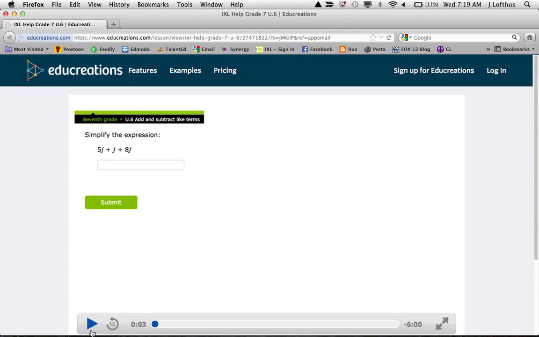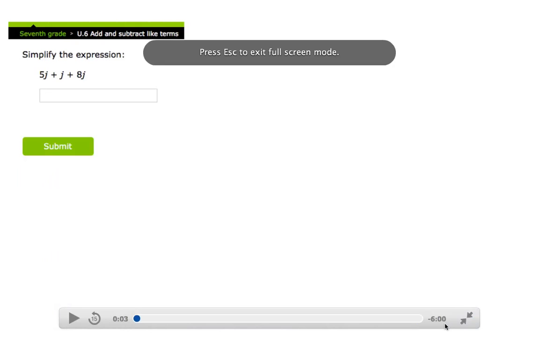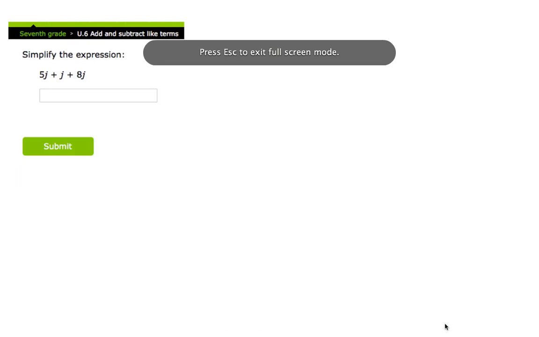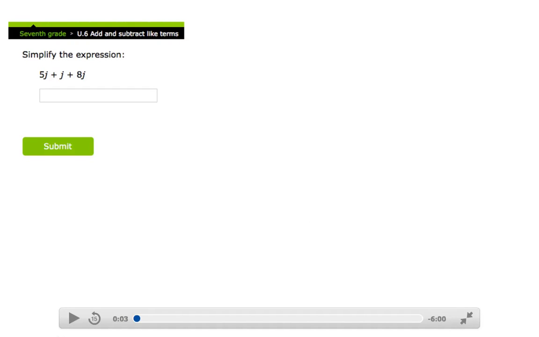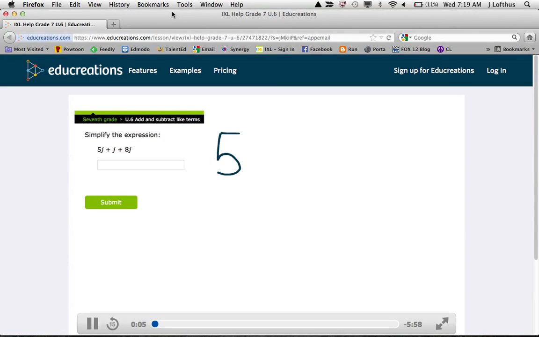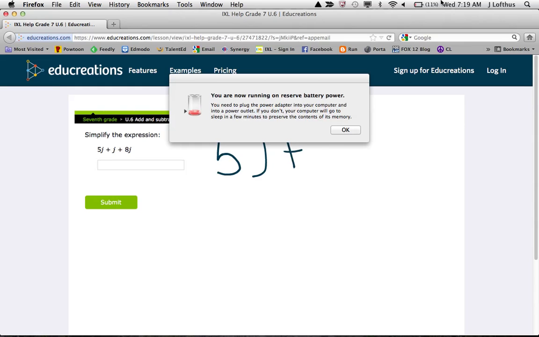So I'll get it started and have it go full screen. And I think I did 5 or 6 examples. So the first example is 5j plus j plus 8j.